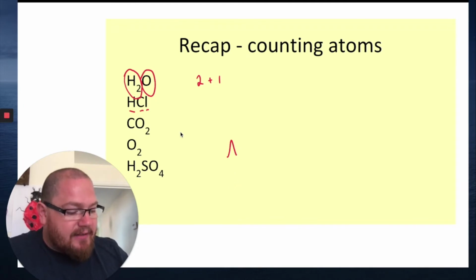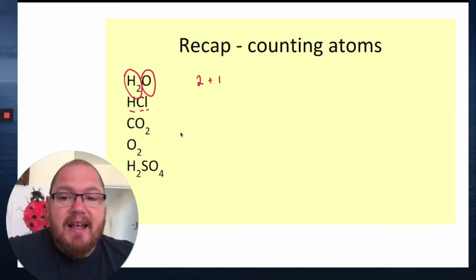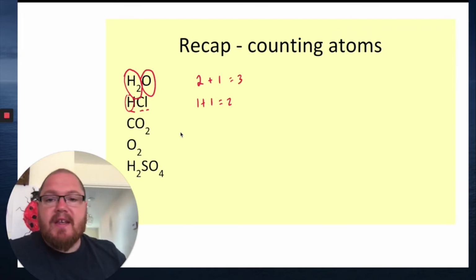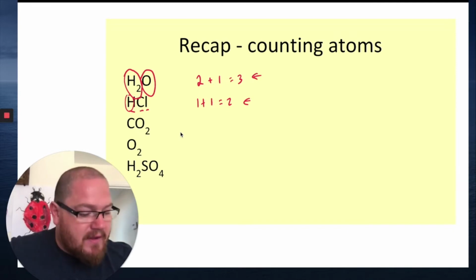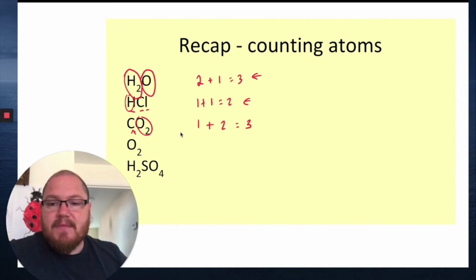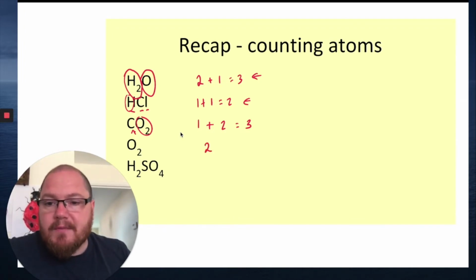Now, HCl, you've just got to become familiar with having Cl, because when I've done this in class before, people have circled HC and then thought that was an I, but it's not. It's a Cl. So we've got 1 H and 1 Cl. That should have equaled 3 there. So I've got 3 atoms here. I've got 2 atoms here. I've got 1 carbon and then 2 oxygens, so that equals 3 there. O2, well, I've just got 2 atoms of oxygen.